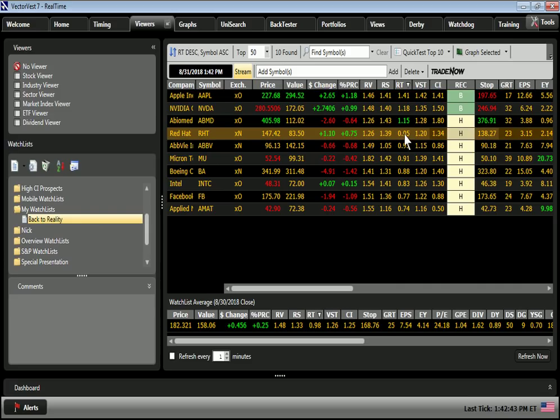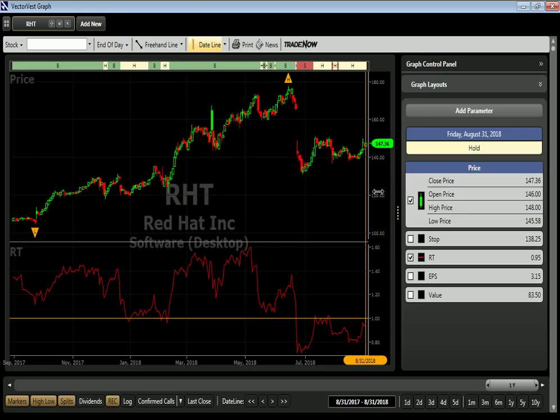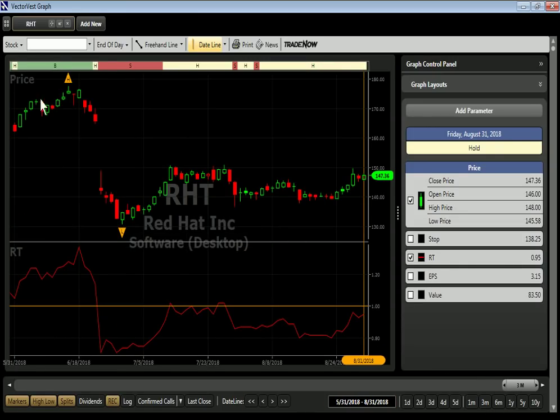I'm going to highlight all of the ones with RTs below 1. I'm going to right click, view the stock graph. All right, so you saw that the relative values and relative safeties were good. Let's go put this on a 3-month graph, right? Look at this. The stock went from a buy to a hold to a sell. Was that a good opportunity for you to get out of the stock? Sure it was. How about looking at RT falling below 1? Was that a good opportunity to get out of the stock?